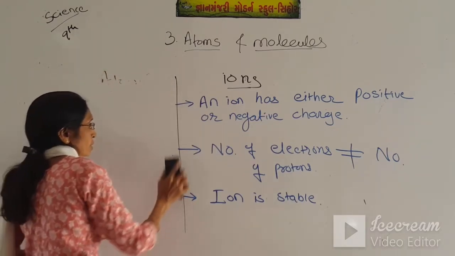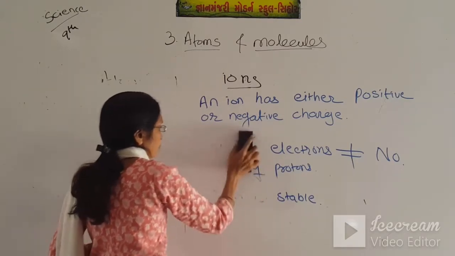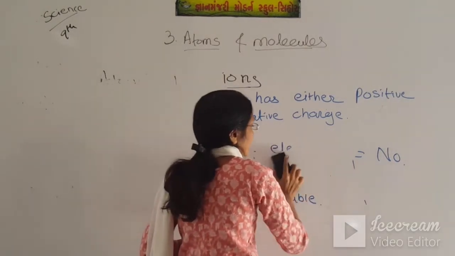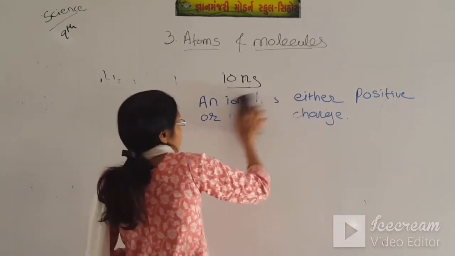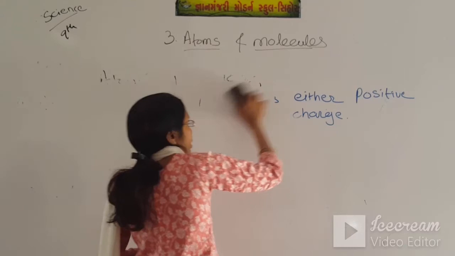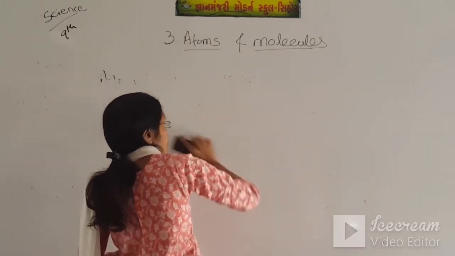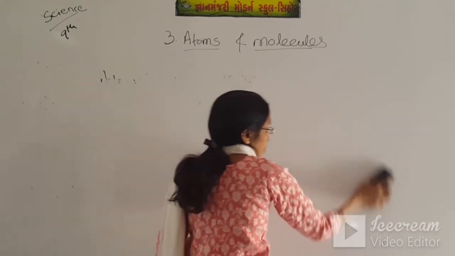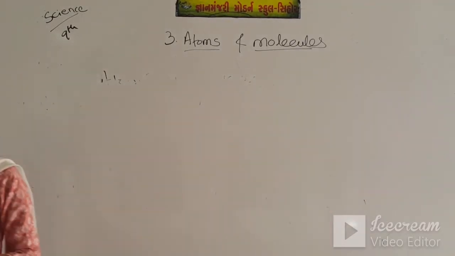Now I think students, the idea of the difference between atom and ion is clear in your mind. According to Dalton, an atom is not divisible, but further it was found that there are three particles in an atom.